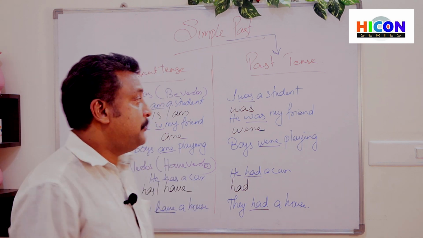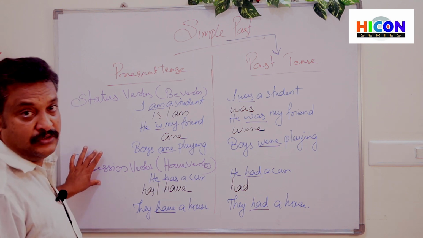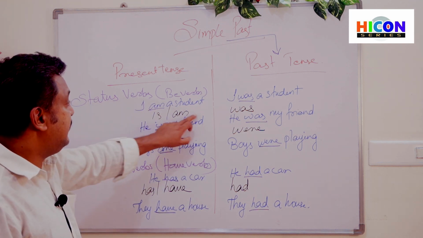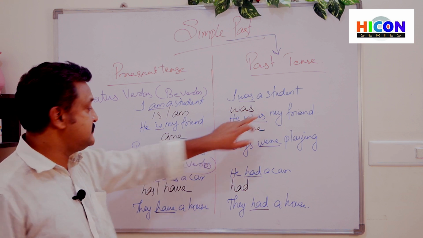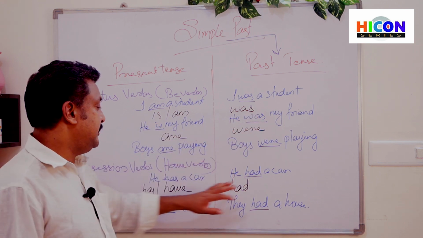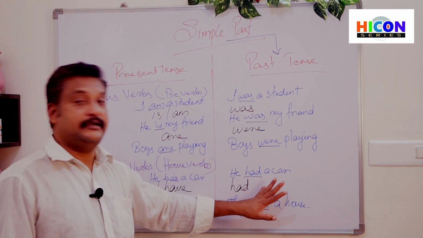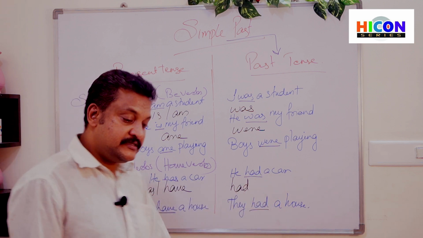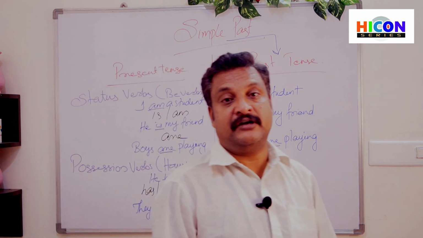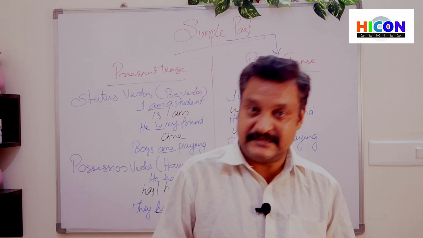Okay. Now, past tense forms are there for status verbs and possession verbs also. For status verbs is and am, we have a common past tense was. Are is were. Has and have have a common past tense, had. Alright. So these are the three tenses that we have to learn about in this lesson.